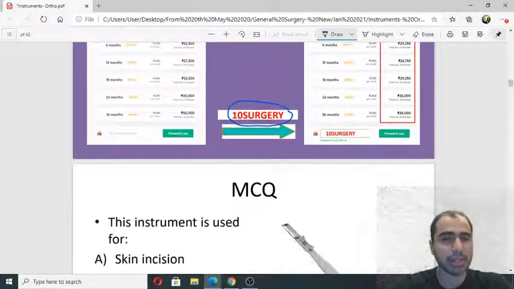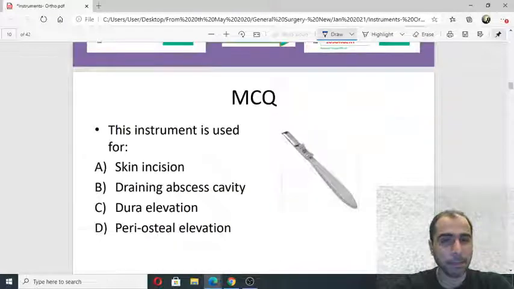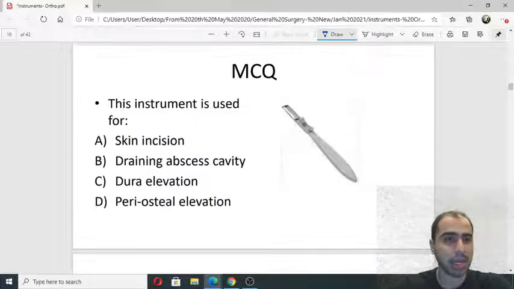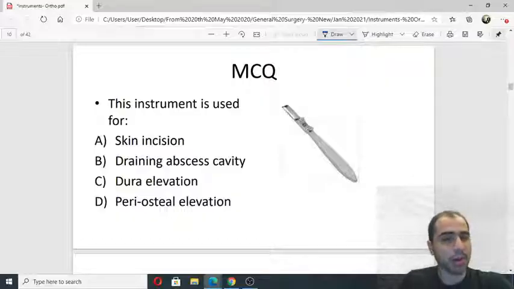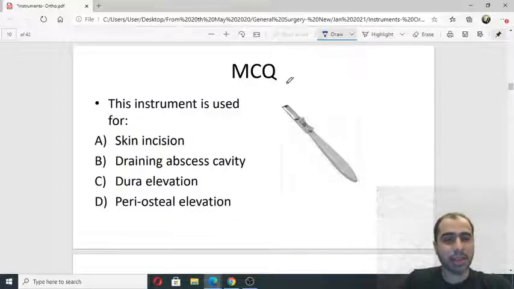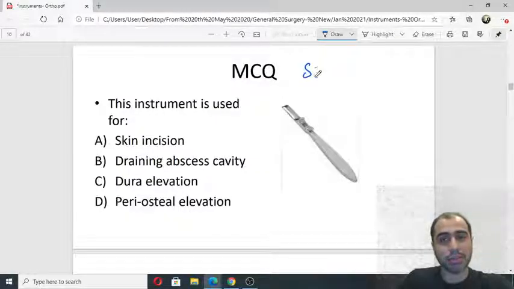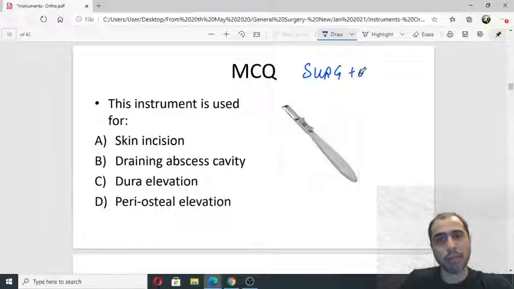Okay, so let's see how you guys think. And please answer in chat box. I can see what you are writing, only I can't hear you. That is the limitation. So try to answer in the chat box. This instrument is used for, okay, we are starting with surgery plus ortho combined instruments.